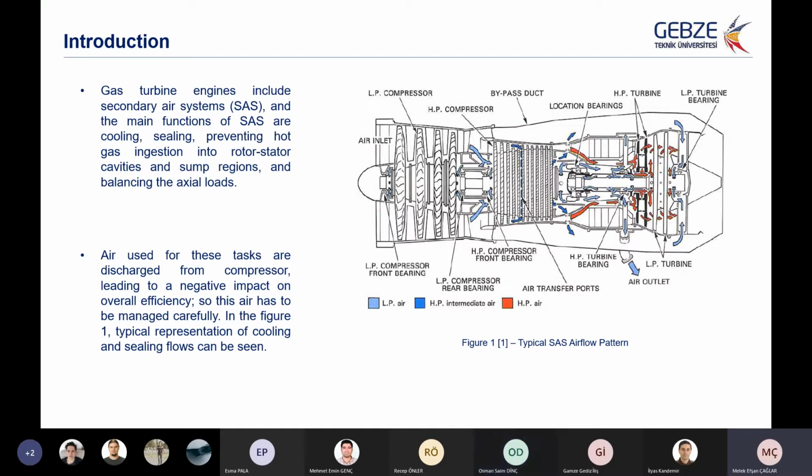properties too. The air that is used for these tasks is discharged from the compressor, which is expensive air, and overusing it has a negative impact on overall efficiency. So we have to manage those air systems really carefully. In the figure, this is just for you to see that it is discharged from the compressor.